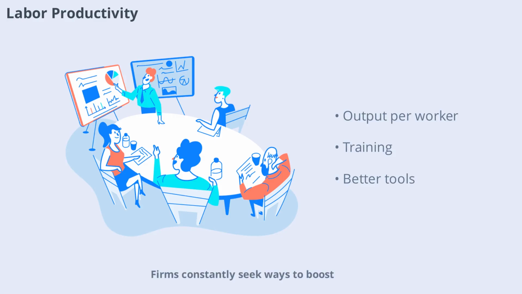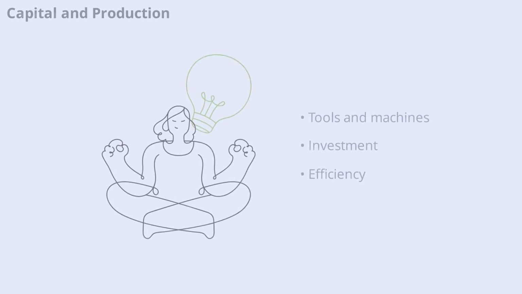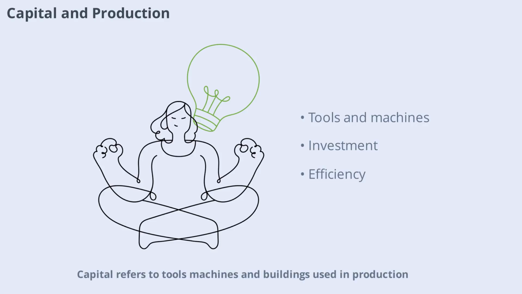Firms constantly seek ways to boost productivity through training and better tools. Capital refers to tools, machines, and buildings used in production. In the short run, capital is often fixed, but in the long run, firms can invest in new equipment. The right capital investments can significantly boost output and efficiency.